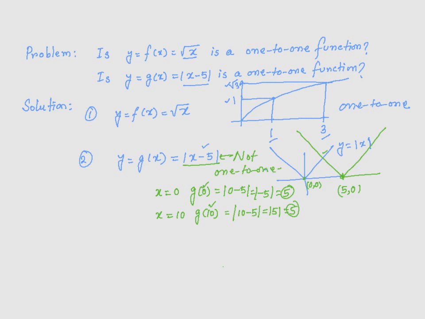So let me summarize what I talked about in this video. I have shown how to determine whether a given function is one-to-one or not. The rule for such determination is this. If you have two different x values in the domain, it will give you two different y values in the range. That's what it means for a function to be one-to-one. On the other hand, if you can find just one example where two different values of x in the domain give the same y value, then the function is not one-to-one. The square root of x function is one-to-one, whereas the absolute value of x minus 5 is not a one-to-one function.